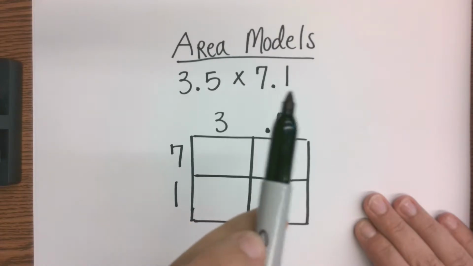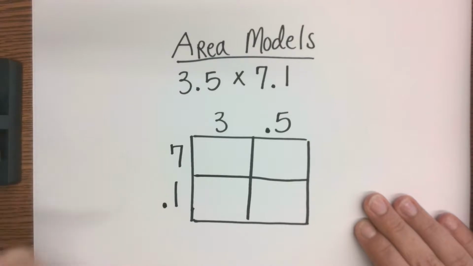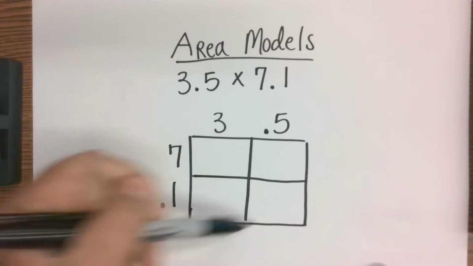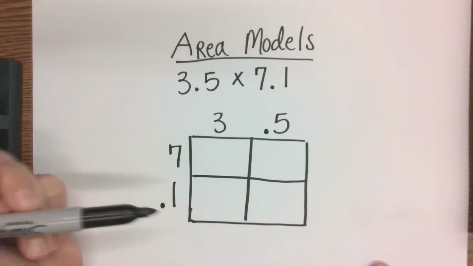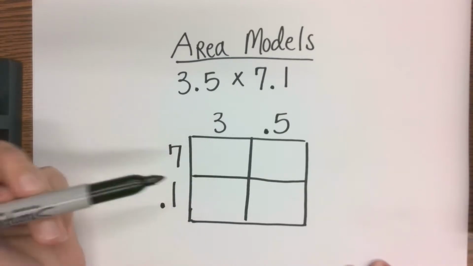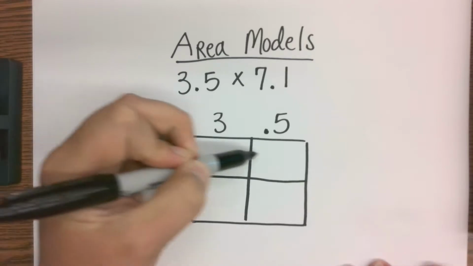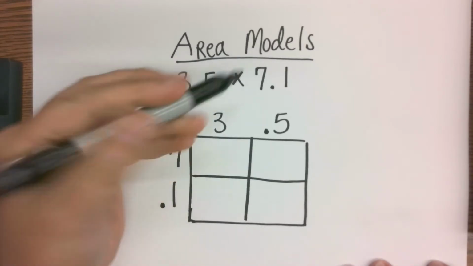Same thing with my 1. My 1 is not really a 1. It is 1/10. We have to remember place value as we go. So you can start on any box. It doesn't really matter. You're going to fill in all of them based on the factors that you're using. All right, so the first one that I like to do, I like to go how we read. So top to bottom, left to right. That's just how I roll.